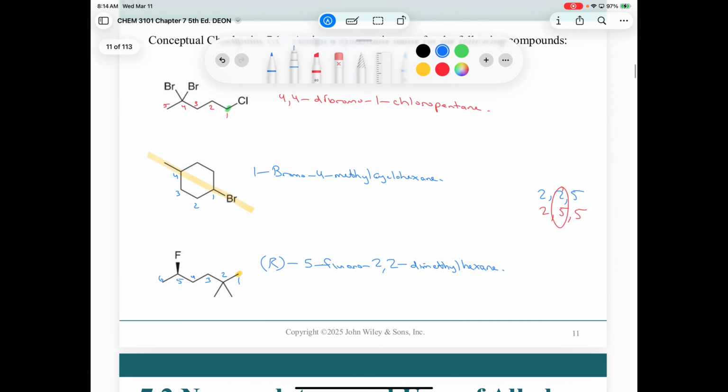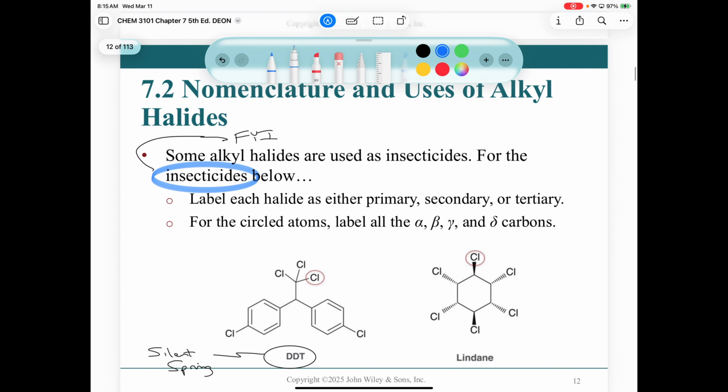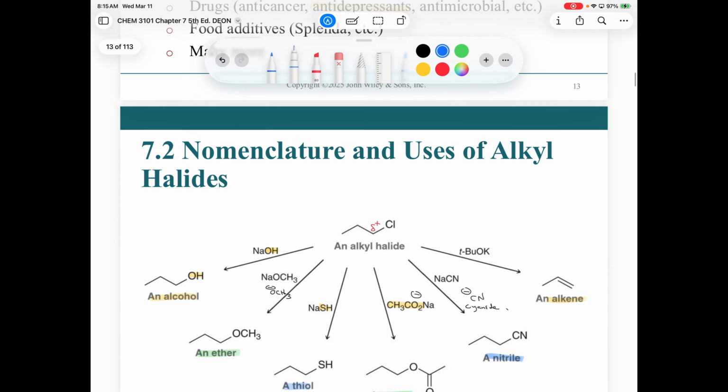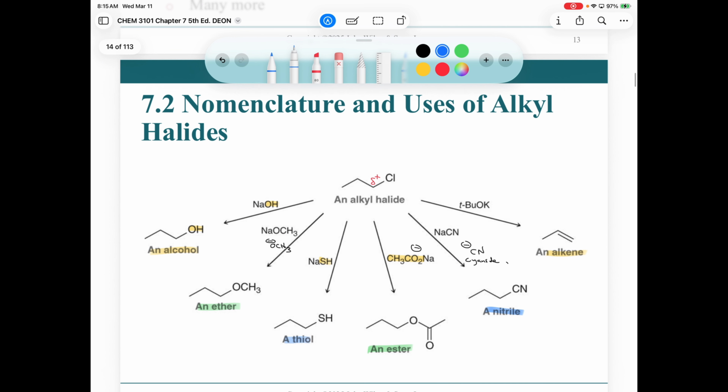All right, so let's move on from there. We talked about insecticides a little bit. Anyhow, you guys can take a look at that. So here's a slide that just blows everybody's mind, right? How many different compounds can we make from an alkyl halide?